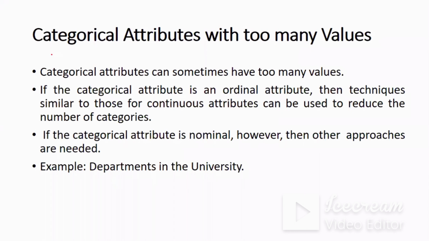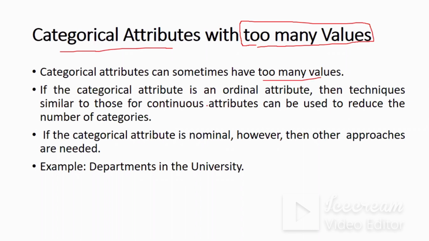After discretization, let us say we have a few categorical attributes, and we think that these categorical attributes have too many values. There is a huge number of categorical values. Then what is going to be done? That is what we are going to discuss now. Categorical attributes can sometimes have too many values, and that is what is to be taken care of.